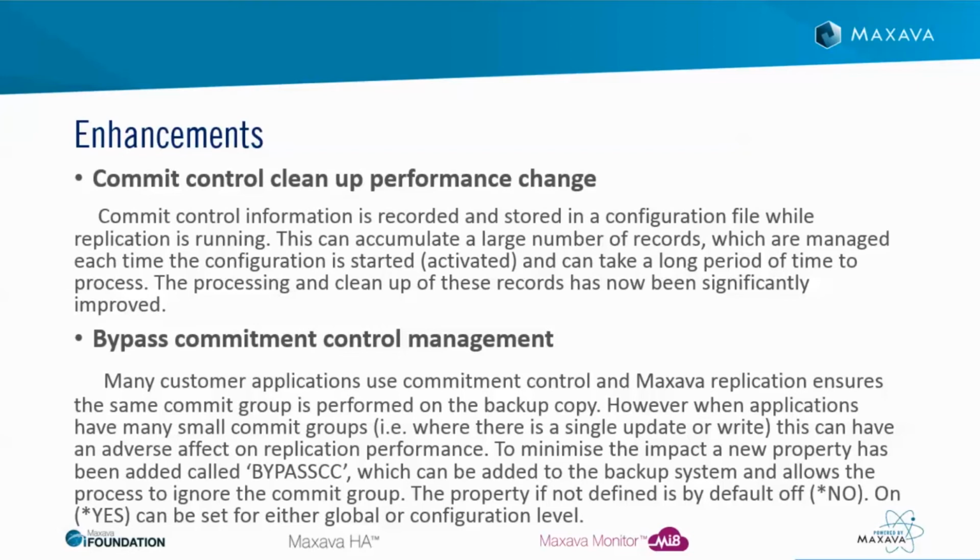To do this, a new property has been added called BYPASSCC. This property is placed into the backup environment in the property file, and it allows the commit control bypass to be added to a configuration or to all configurations via the control entry.